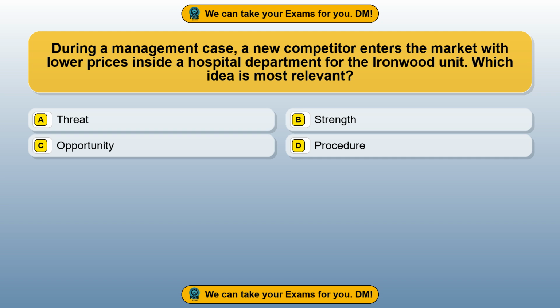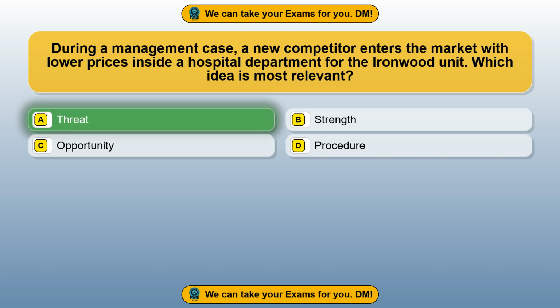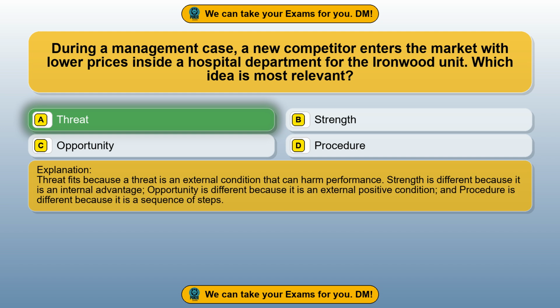Option A, threat. Option B, strength. Option C, opportunity. Option D, procedure. The correct answer is option A, threat. Threat fits because a threat is an external condition that can harm performance. Strength is different because it is an internal advantage, opportunity is different because it is an external positive condition, and procedure is different because it is a sequence of steps.